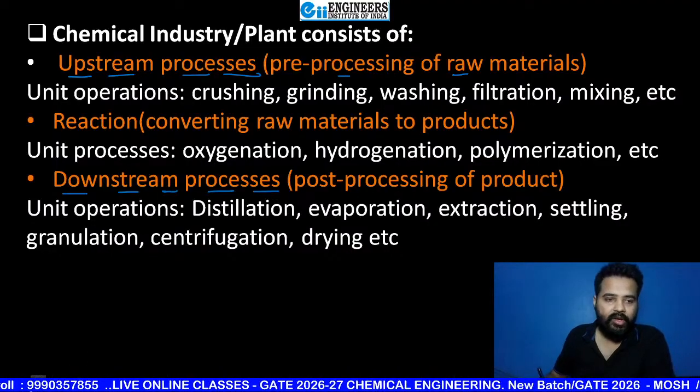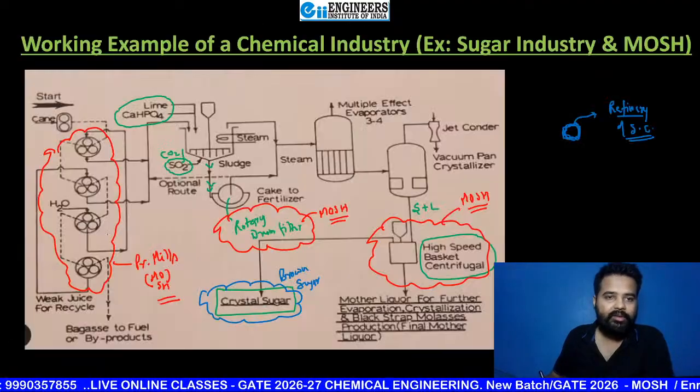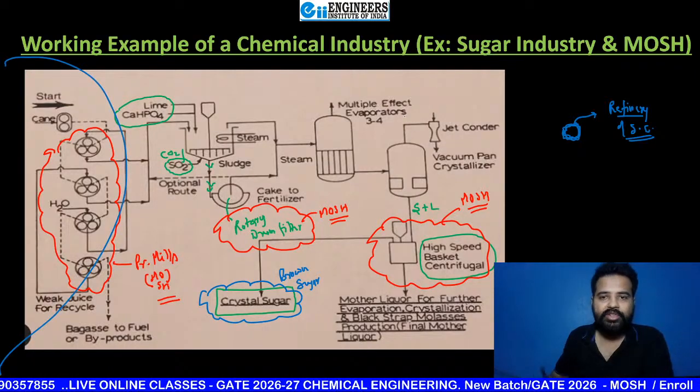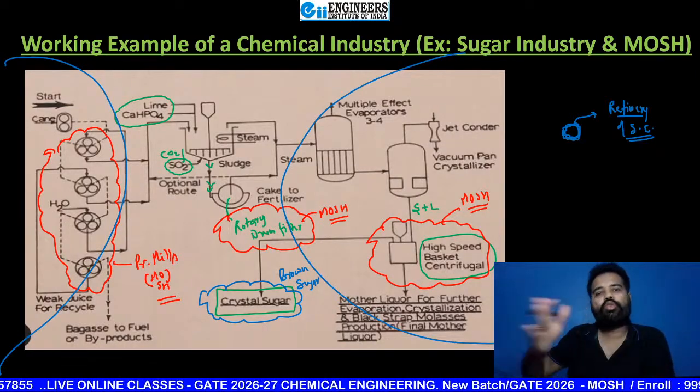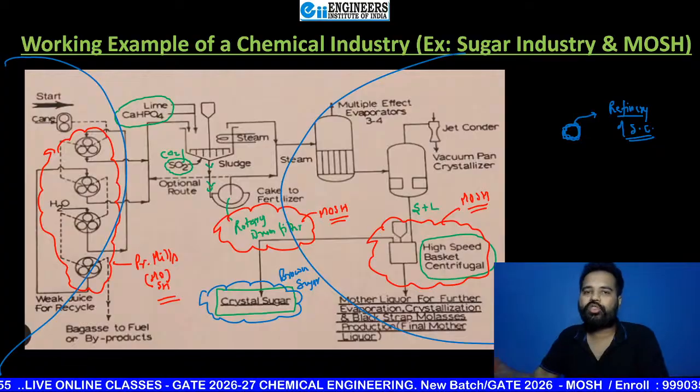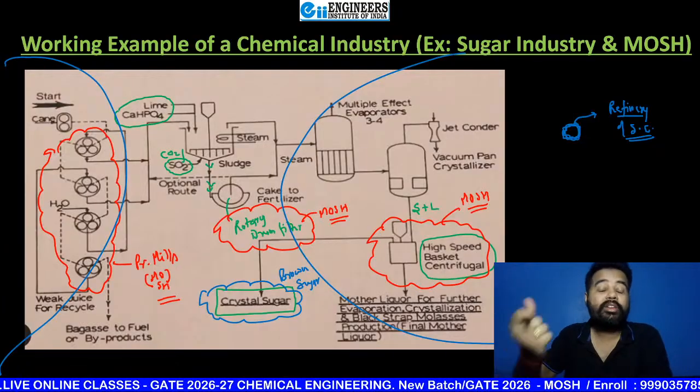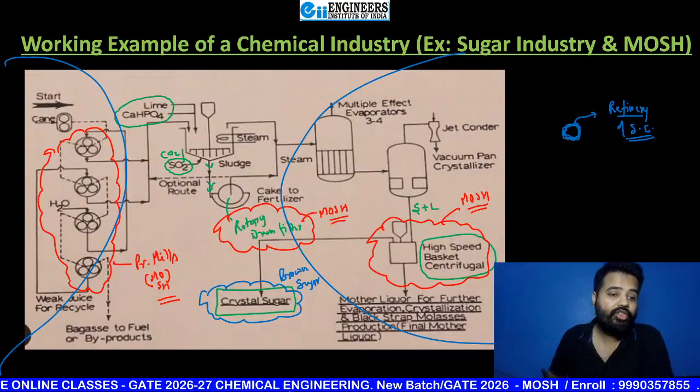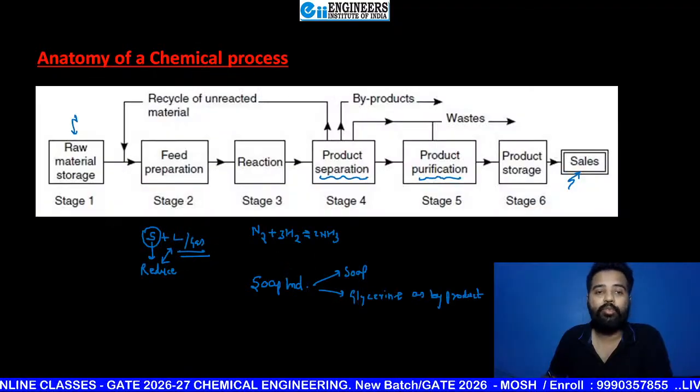Like see beta, here if you are seeing this flow sheet, then this side is upstream and this side is downstream. On the downstream side, you are going to get your final product.